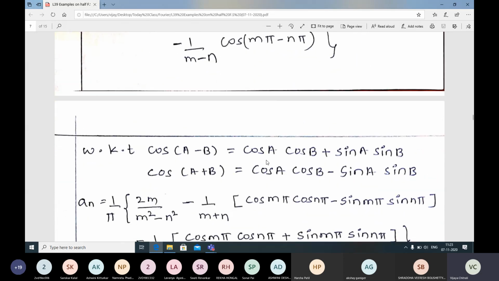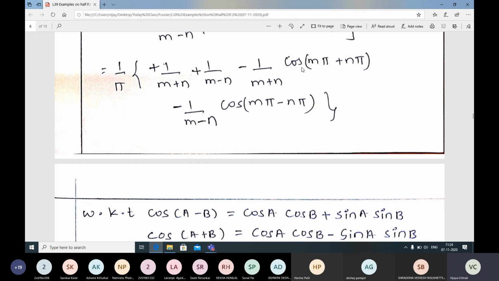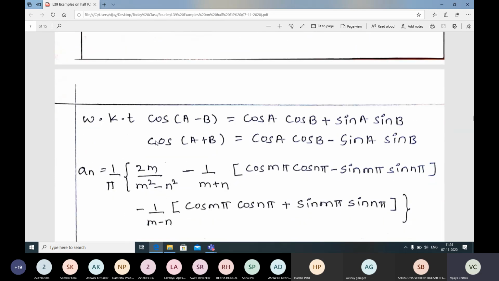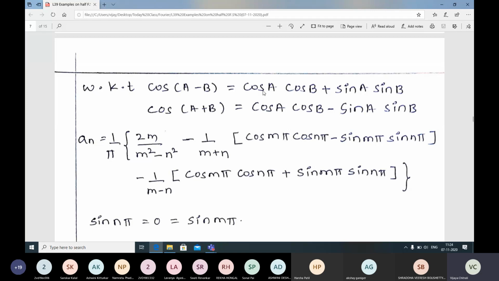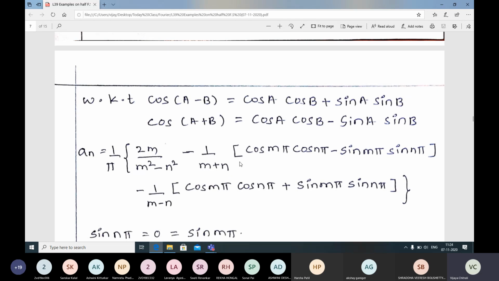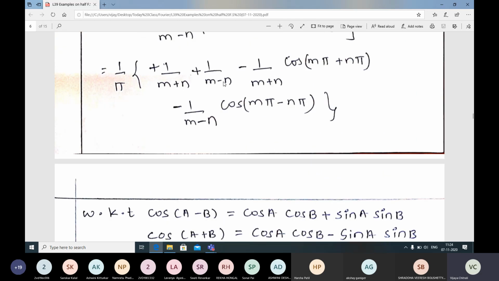Next step will be, we know that cos a plus b, cos a minus b. Now apply these two formulas. We know that cos a minus b is equal to cos a cos b plus sin a sin b, and cos a plus b is cos a cos b minus sin a sin b. Apply these two formulas and simplify these two. So LCM is m plus n, m minus n. So m plus n is there, multiply m minus n. M minus n is there, multiply m plus n, and simplify.